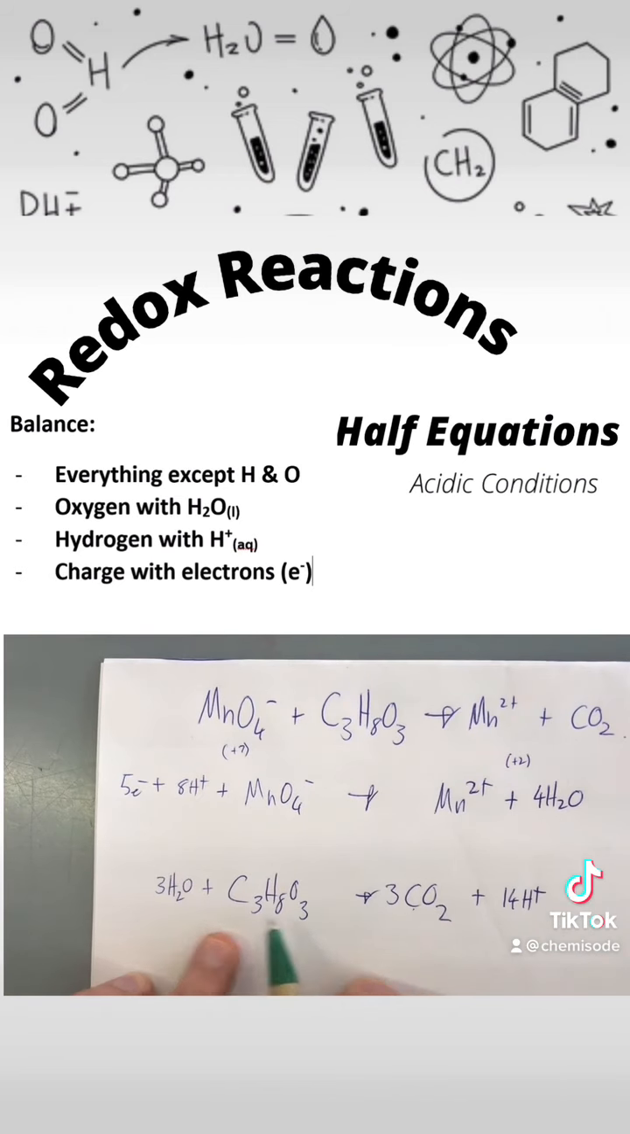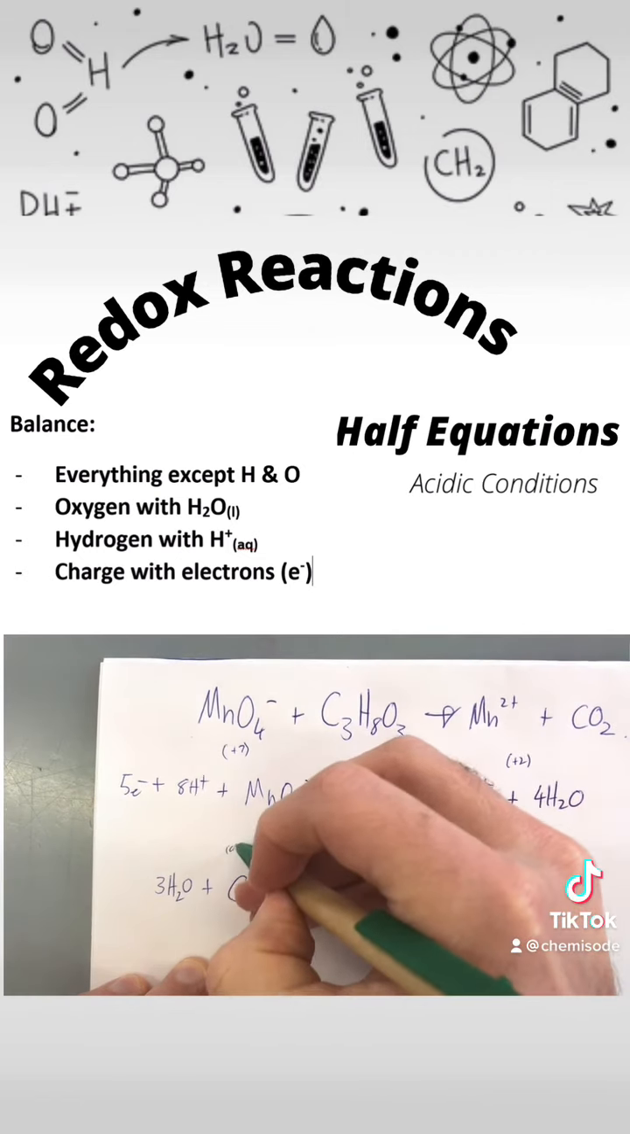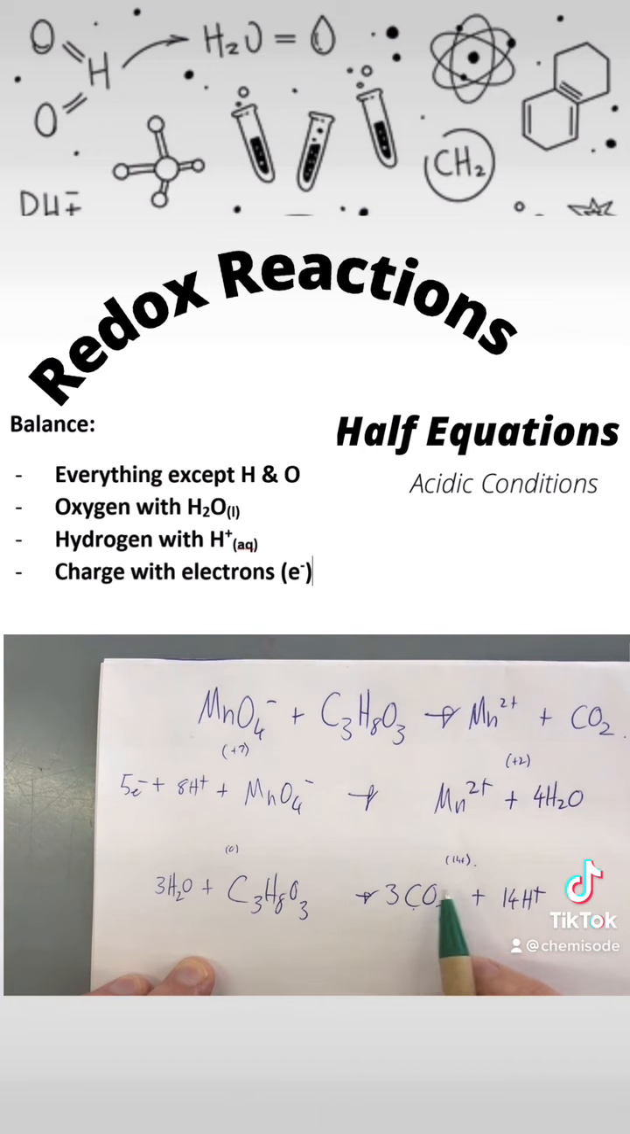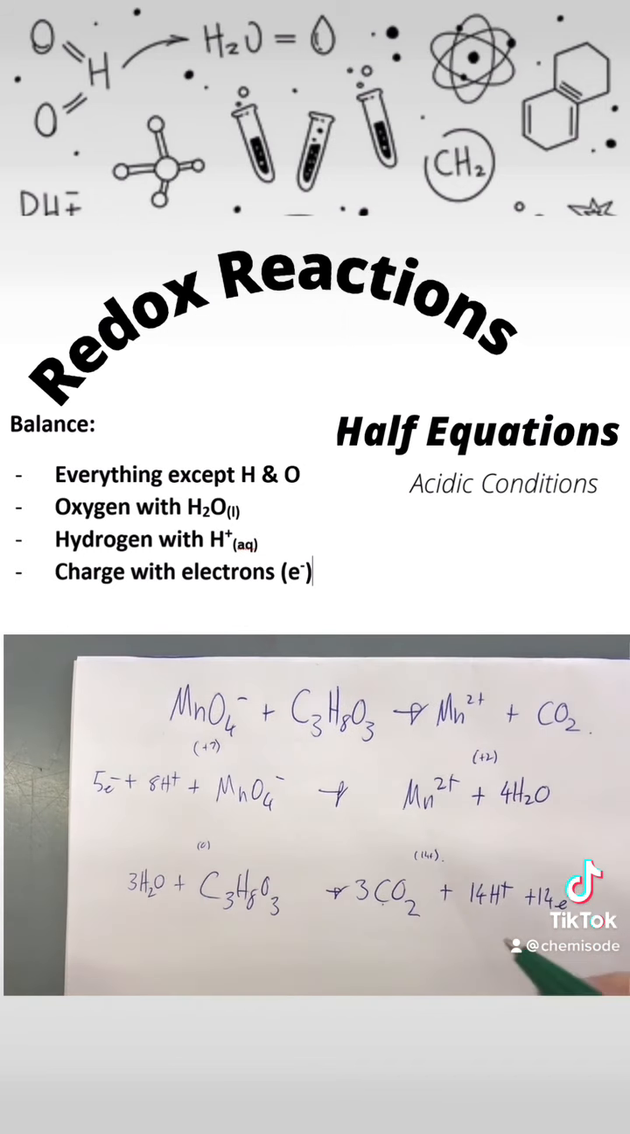Now here, I've got no charge on this side. I've got 14 positive, so I've got 0 charge on that side, and over here I've got 14 positive. What that means is I need 14 electrons on this side to bring it down to 0. So plus 14 electrons. And these are my two half equations.